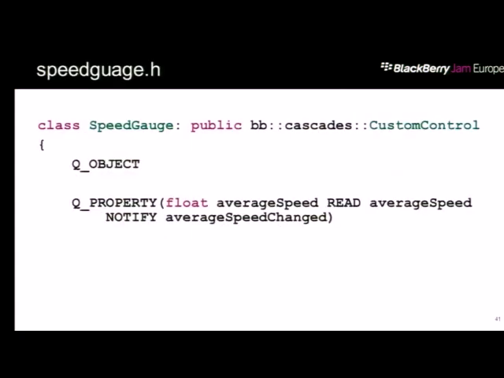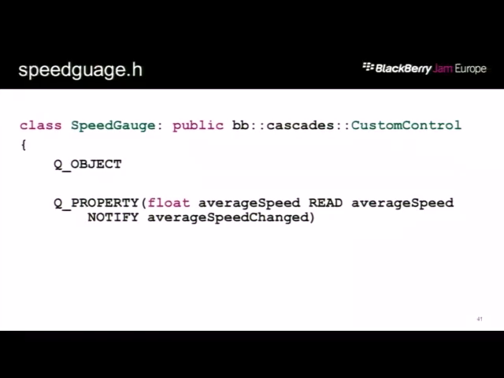So, the code for this. I extracted the important parts. What you start with is you declare your own class called SpeedGauge, which extends custom control. So now it's a custom control. You make sure it's a Q object. You make sure the properties of it can be reached via Qt interfaces. So here we can reach the average speed, and also a signal. We won't use that.